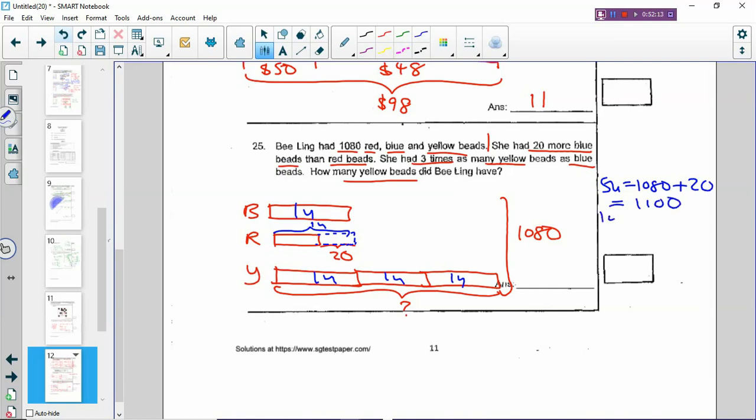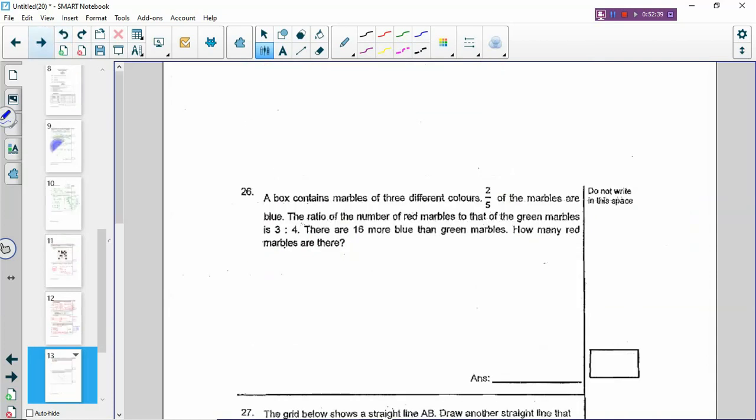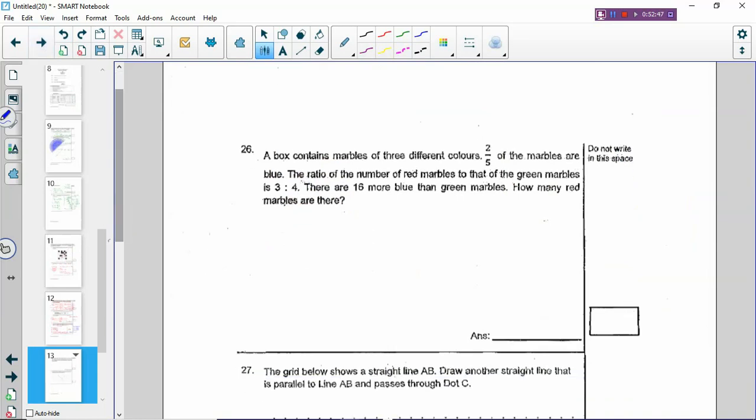So can you find 1 unit? You take 1100 and divide by 5, and you will get 220, which is 1 unit. So how many yellow beads did Billing have? That will be 3 units, so 220 times 3. She must have 660 yellow beads. So model drawing, right? Always go back to model drawing. Every time you are not sure how to do, think about whether you can draw the model. Okay, next question. Model again. It's always model, right? So that's why Ms. Long says model drawing is a very common method to solve.